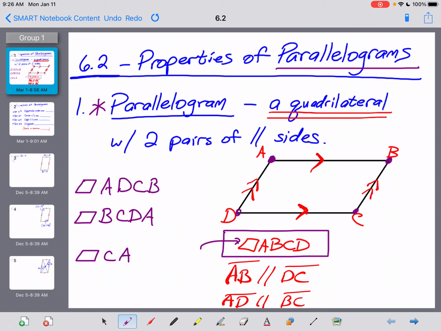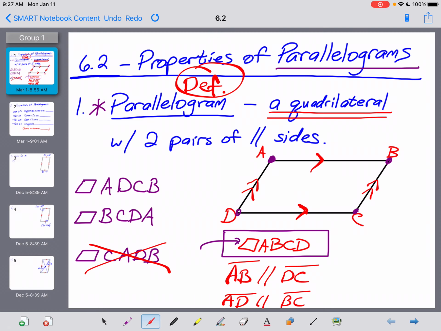So however I wanted to finish this, CADB, that right there is an invalid way of naming this parallelogram because I jumped across the figure using a diagonal from C to A. So you can't do it that way. But again, there's 8 different ways to name this particular figure. You can start from any vertex you want, and you can go in 2 different directions. All right, so what we have right here, guys, is the definition. In fact, you might even want to write that down. That is the definition of a parallelogram, a quadrilateral with two pairs of parallel sides.